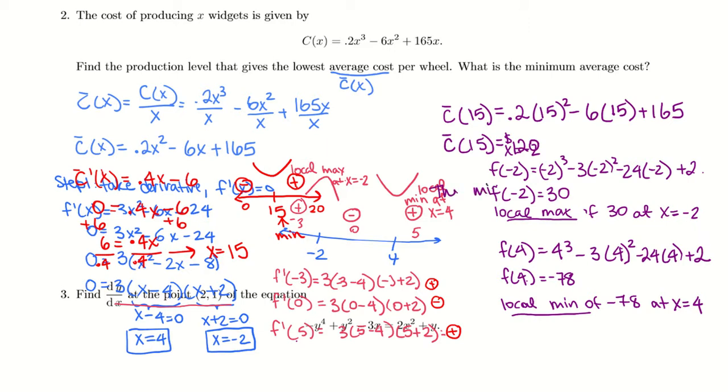So the minimum average cost is $120, and it's occurring when 15 widgets are produced.